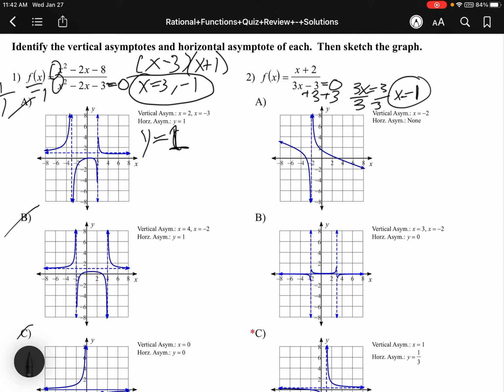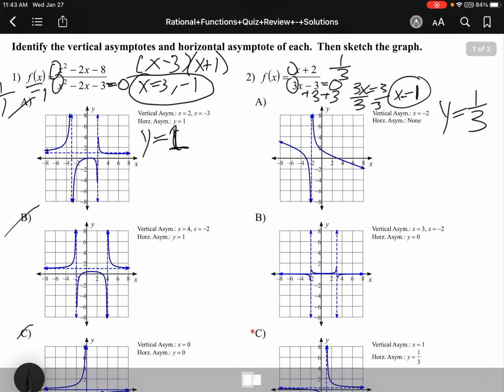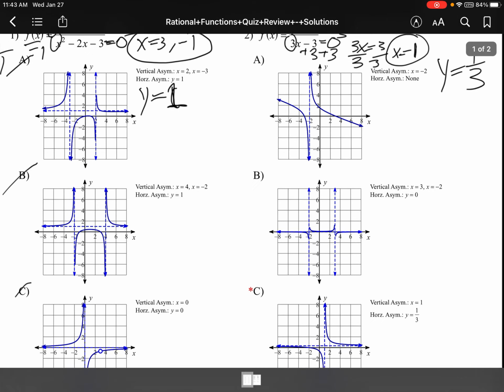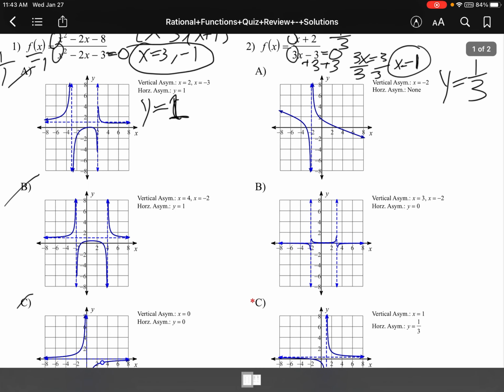The horizontal asymptote, again, this is a case 3 example. Our degree in the numerator is the same as the degree in our denominator. So we set this up as a ratio of our leading coefficients. So it's 1 over 3. So our horizontal asymptote is at y equals 1/3. You can graph the function in your calculator. You should know how. But we're going to use process of elimination again.